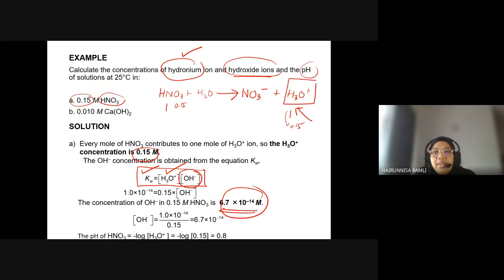Now we have already calculated the hydroxide ion, and we want to calculate the pH. Remember the formula is negative log H3O plus. H3O plus was 0.15, so you get 0.8. Before this, you have to open your mind: don't be shocked if you calculate a pH of less than 1. We usually think pH is only 1 to 14. It is possible, and that is why the calculation is more accurate. Theoretically, you can get the pH of an acid even up to a negative value, meaning below 0. It is possible by calculation.